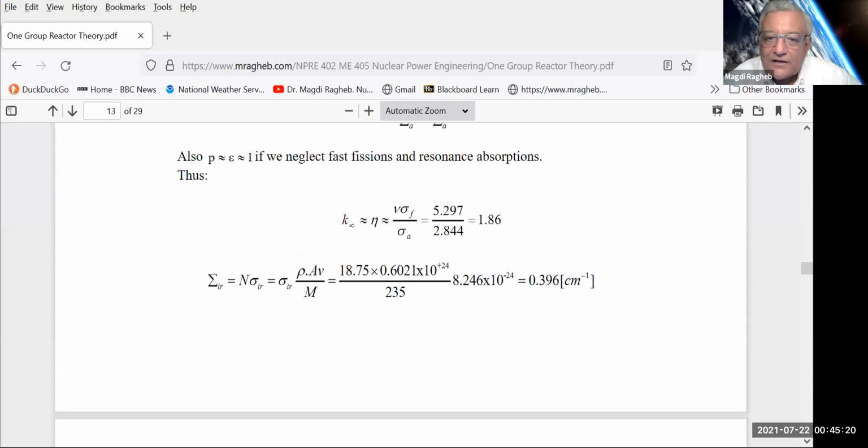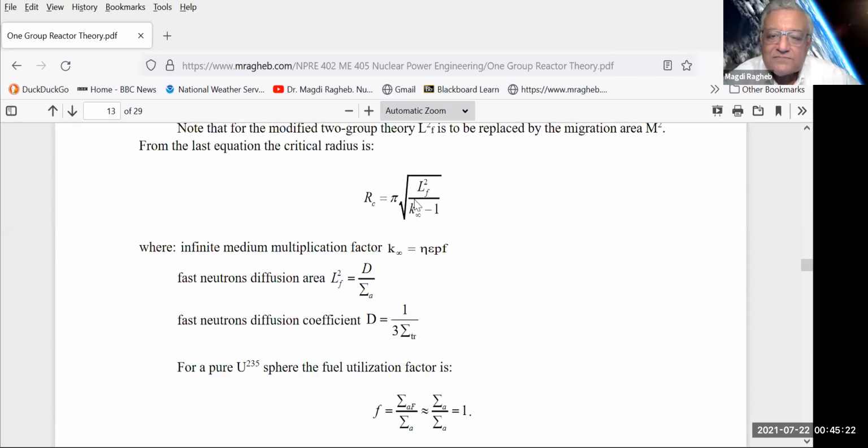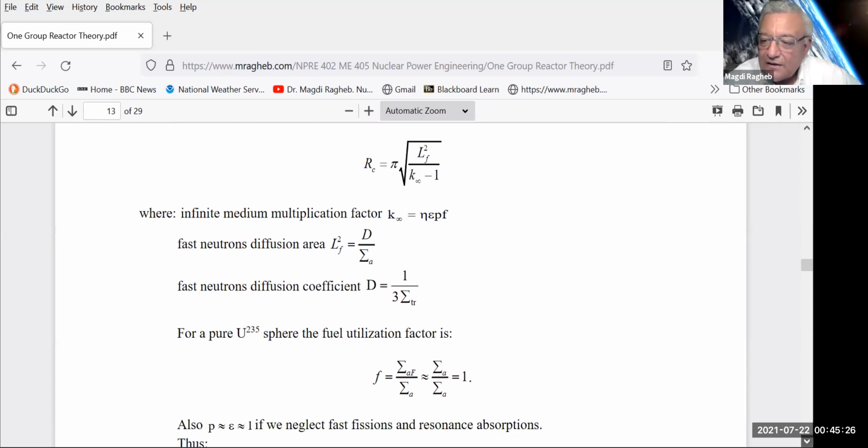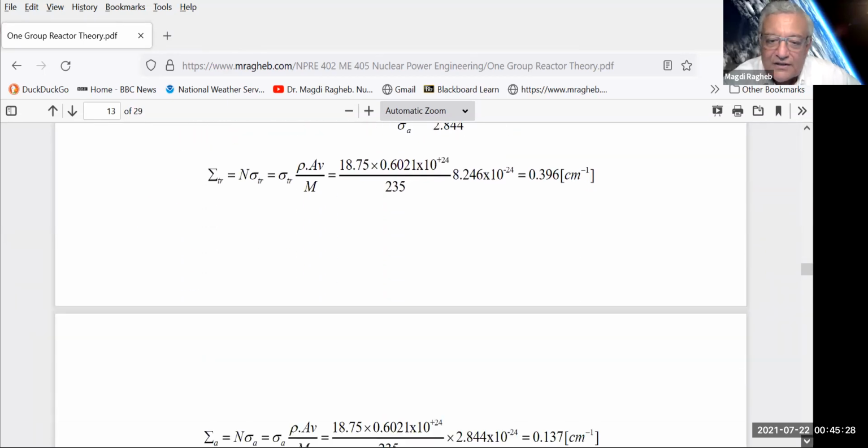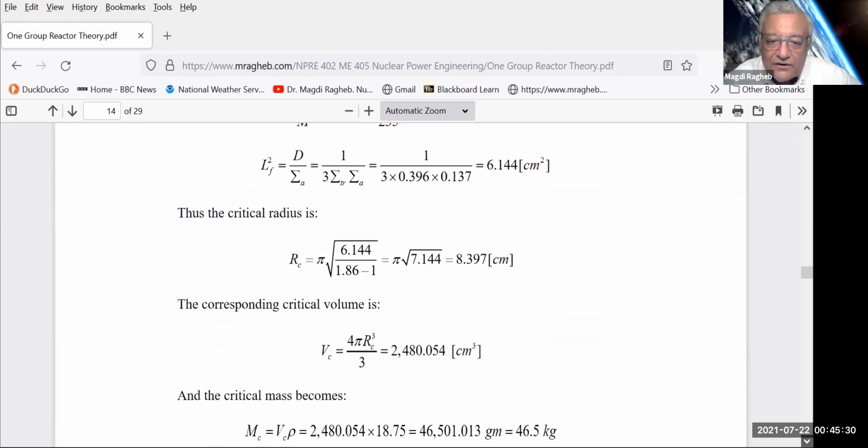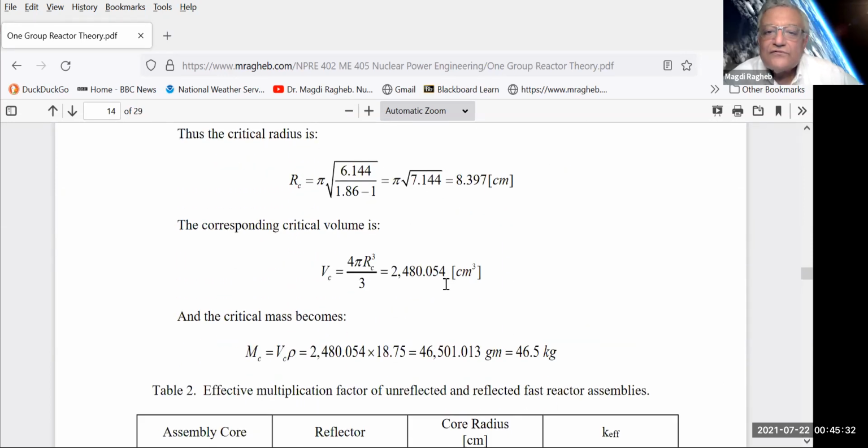Going back to the criticality equation, R sub C now is L squared divided by k infinity minus 1. We can calculate the critical radius of our uranium-235 sphere as pi, the square root of 6.144 divided into 1.86 minus 1.